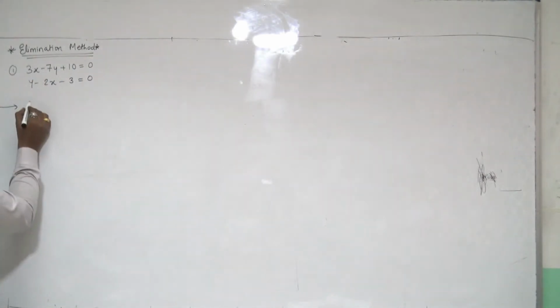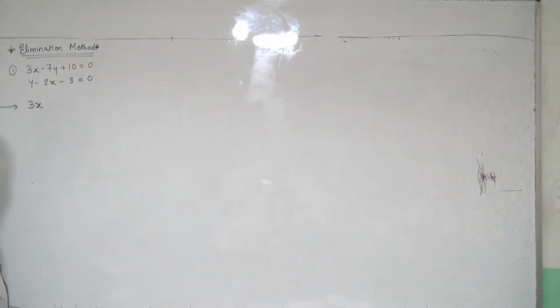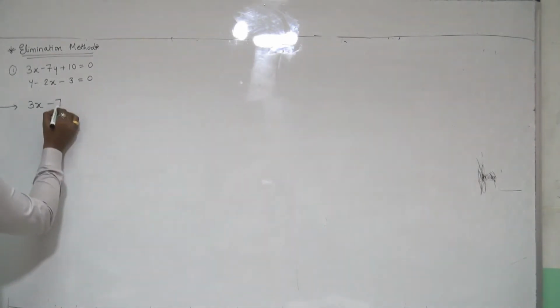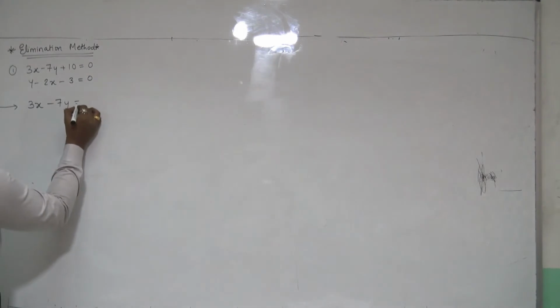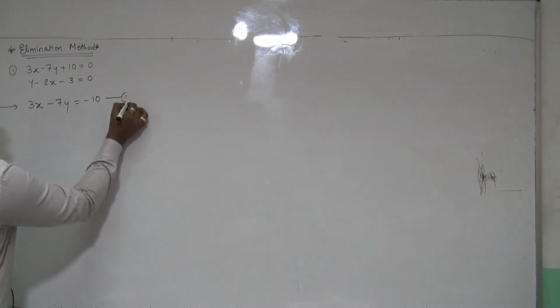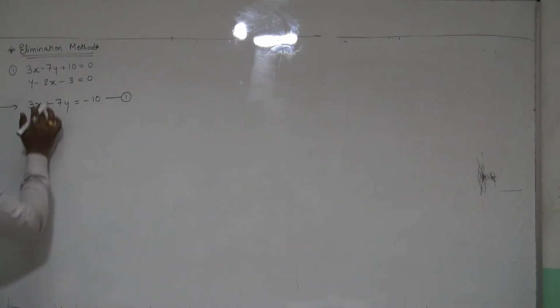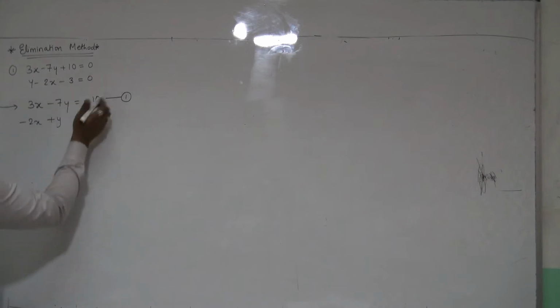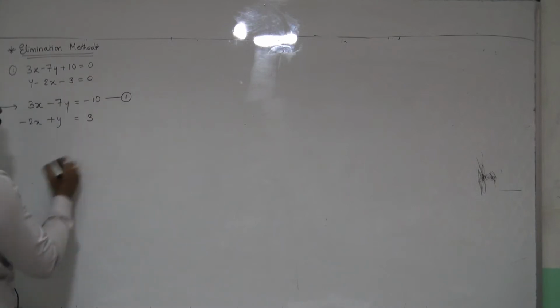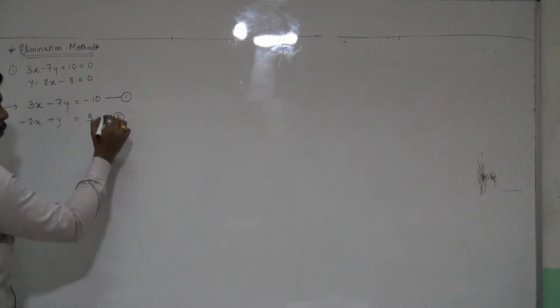So here you can see we have 3x, then minus 7y, and plus 10 we can write as minus 10 on the right side. Let us take it as equation number 1. After this we can write minus 2x, then plus y, and minus 3 will go on the right hand side as plus 3, equation number 2.